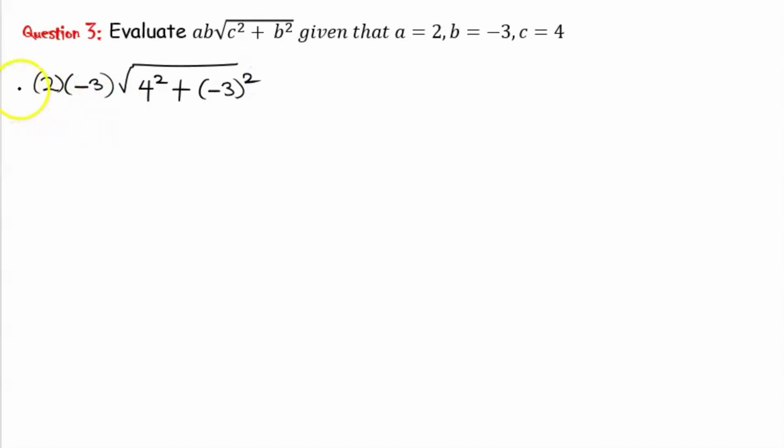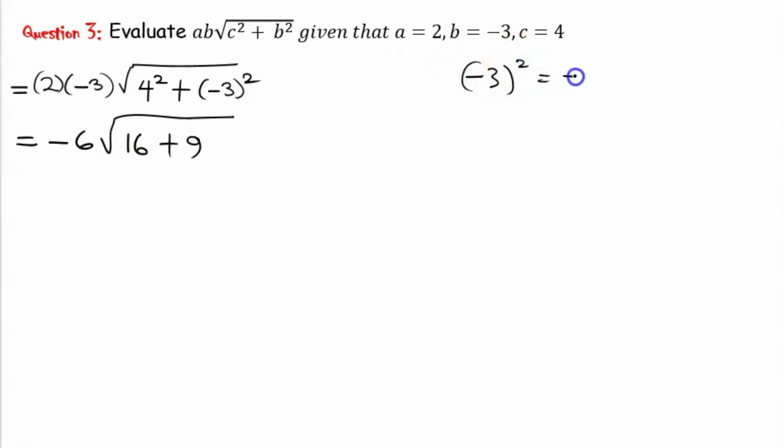All right, so if we do this, we are going to have 2 multiplied by -3 is going to give us -6, multiplied by the square root of this is going to give us 16, and of course this is going to give us 9. All right, so I believe you understand that -3 squared means -3 multiplied by -3. So this is how I got that value. Minus multiplying minus, constant multiplying constant.